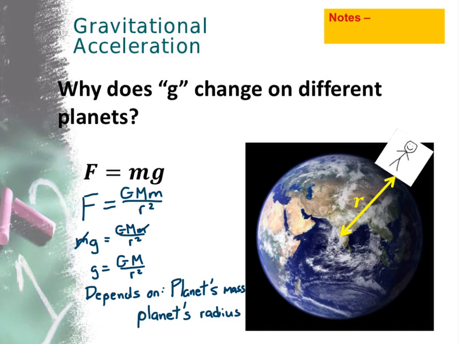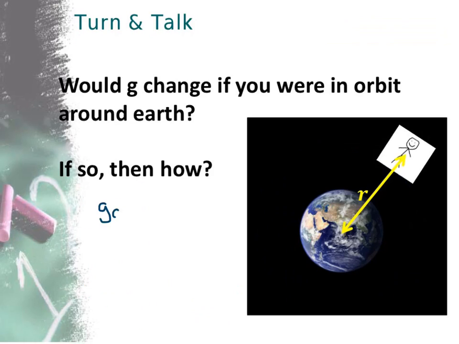So that's a reason why your weight changes on different planets. It changes on the moon because the moon is less massive, and it also has a smaller radius, and between the two of those, it turns out that little g on the moon is about 1/6 of little g on the Earth.